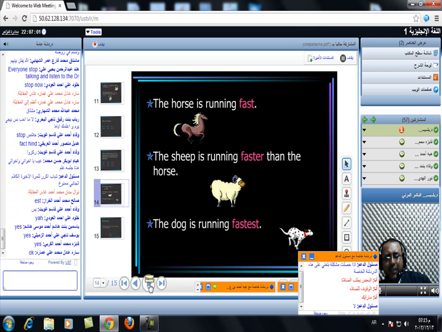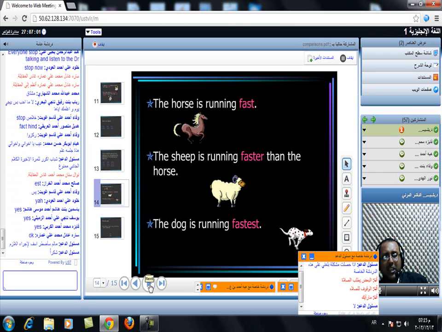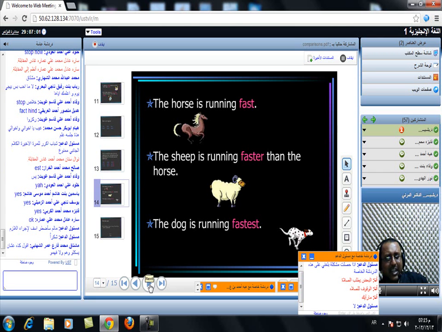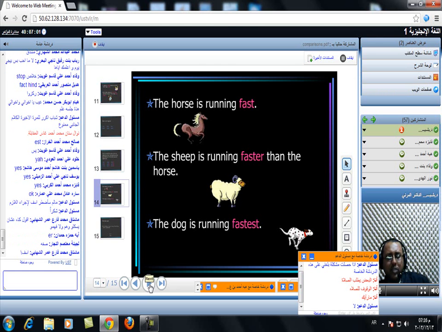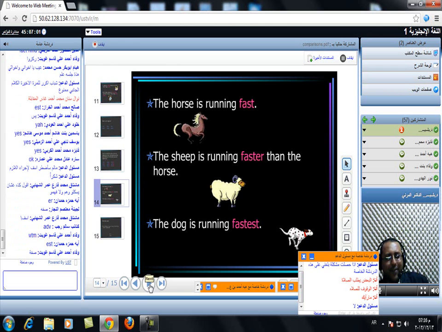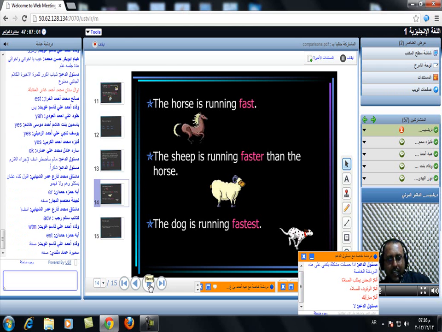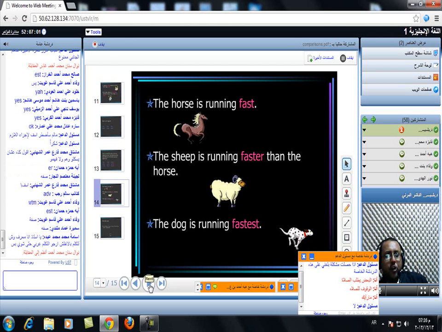The horse is running fast. Now see, the horse is running fast. Here the word fast is what? Is it an adjective or an adverb? Quickly answer. The word fast, is it an adjective or an adverb in the first sentence? صفة. أحسنتي لجينا. خطأ. هي ليست صفة وإنما ظرف هنا يا لجينا. هي adverb. Very good. هي adverb هنا. The horse is running fast.